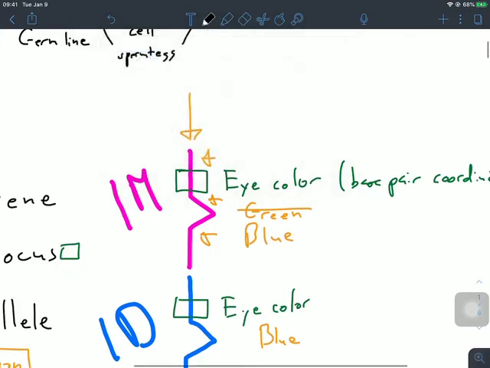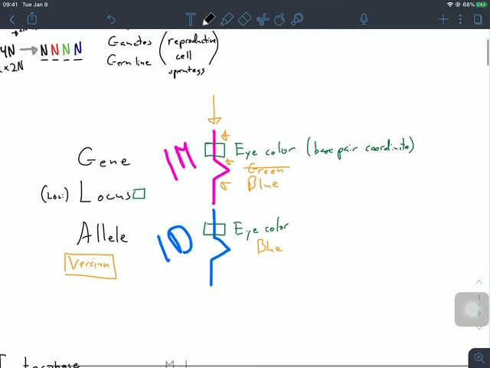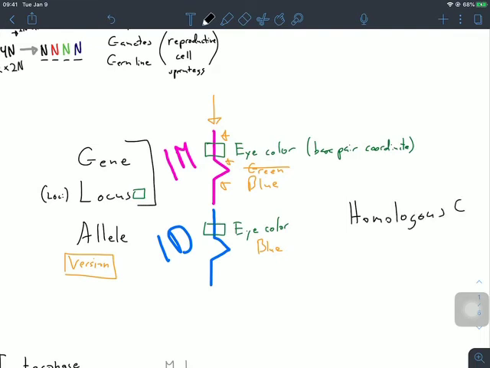Those chromosomes that share the same genes at the same loci are our homologous chromosomes, meaning that they share the same genes and loci, but potentially not the same alleles, more than likely not the same alleles.